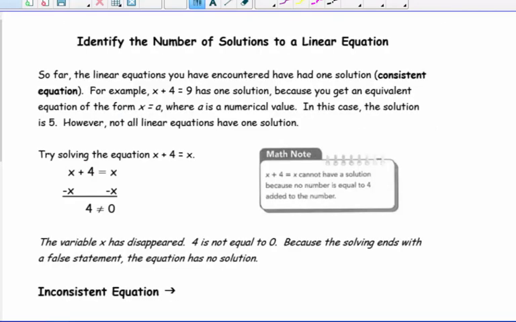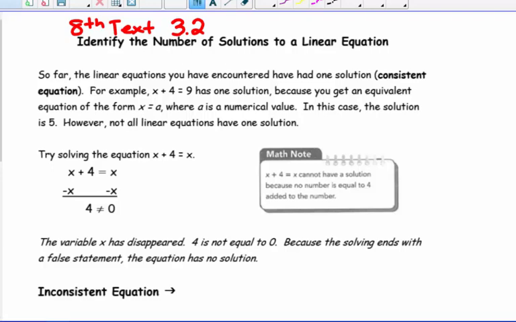On to page 11, identifying the number of solutions to a linear equation. Again, this is in the 8th grade text of our series, Math in Focus. You can find it on page 104. We're in chapter 3, section 2 now. So far, the linear equations that you have encountered have had one solution. You get an answer, x equals 6, x equals 10 11ths, m equals 24. That's what's called a consistent equation.